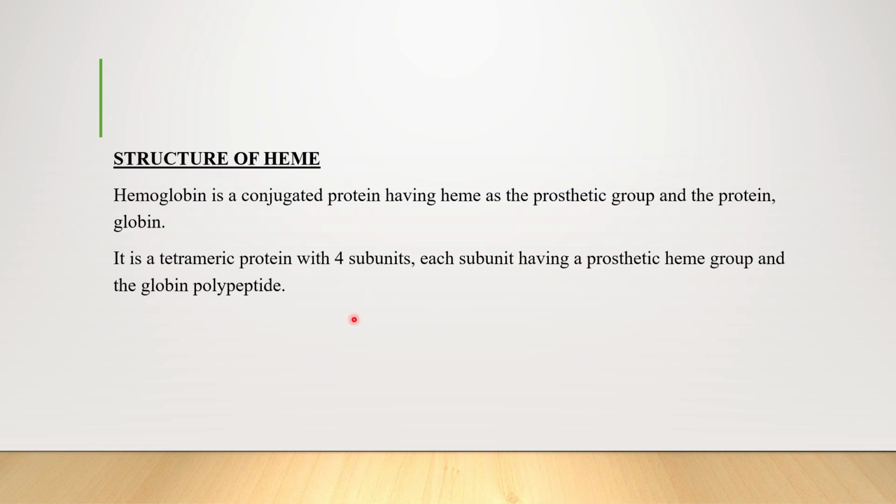For example, in adult hemoglobin, that is HbA, the subunits are alpha 2 and beta 2, whereas in fetal hemoglobin, that is HbF, the subunits are alpha 2 and gamma 2, and in HbA2, which is a minor adult hemoglobin variant, the subunits are alpha 2 and delta 2. So these are the subunits of hemoglobin.